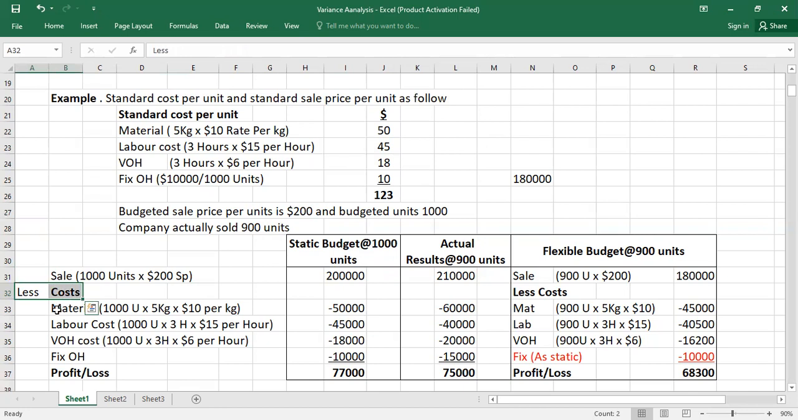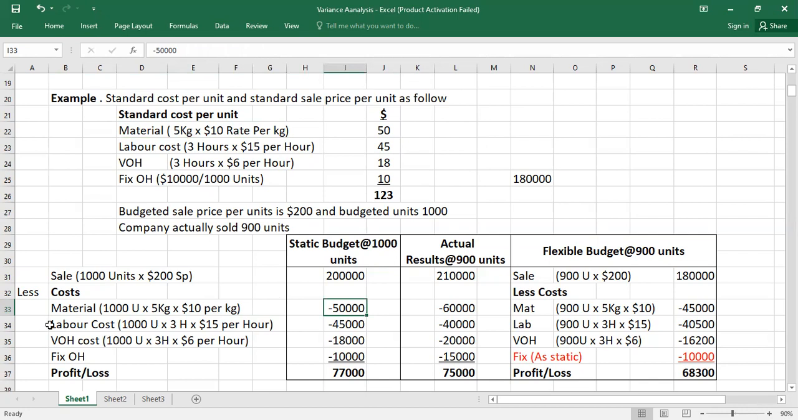So here we have our cost of material first. What we will do, we will take this budgeted units, multiply with the standard cost data of the material. So we will take 1000 units, multiply by 5 kg from standard cost data, multiply by $10 per kg from the standard cost data. So this will give you total cost of material $50,000.